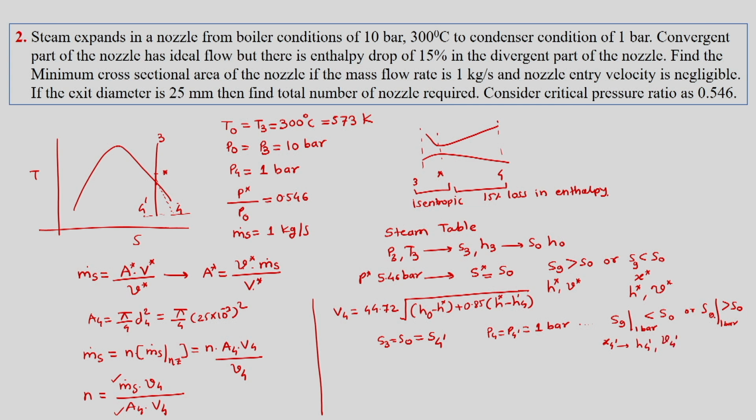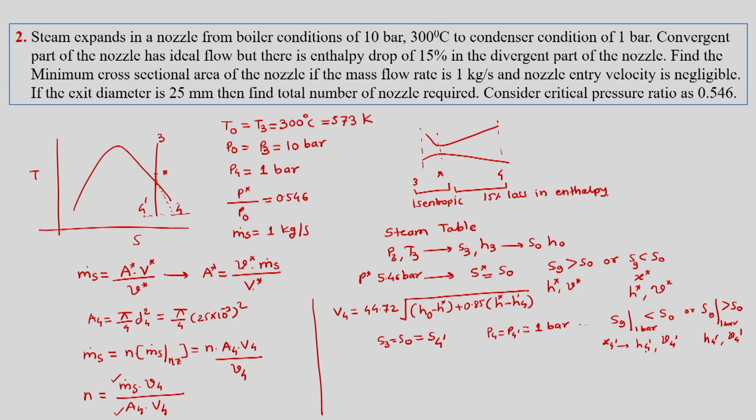But if Sg is greater than S naught, then we can directly get from the superheated part of the steam table h4 dash and v4 dash. That is how we can find out. So these are the specific volumes and enthalpies. So this is how I will now know h4 dash.